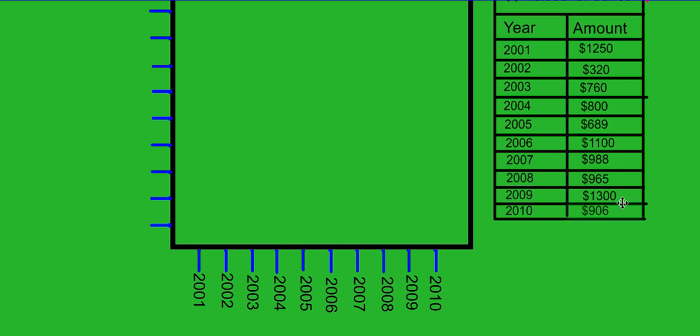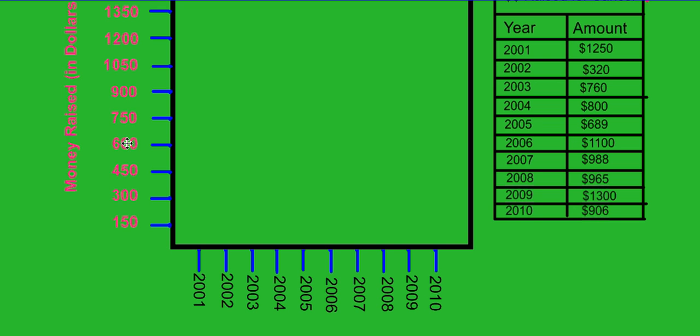I like to, again, find the highest number, and it's $1,300 raised. And then we want to take that amount divided by 10. If I divide by 10, I get 130. It's kind of difficult to work with 130, so I'm just going to go ahead and make the interval 150. Go ahead and do so on your own.